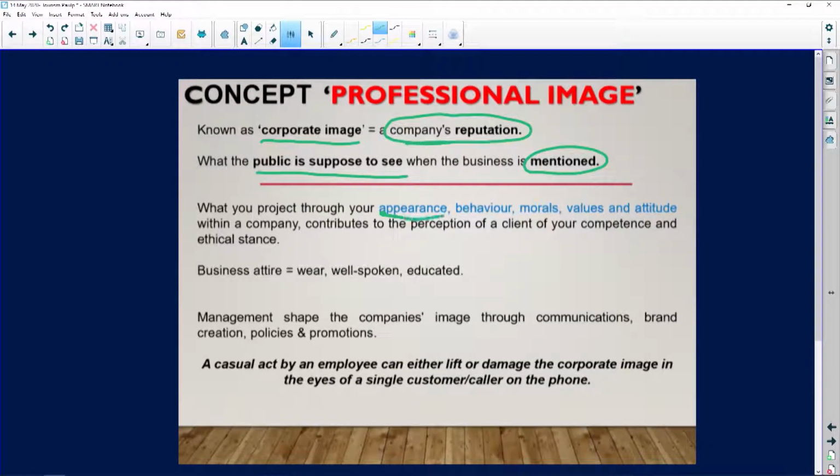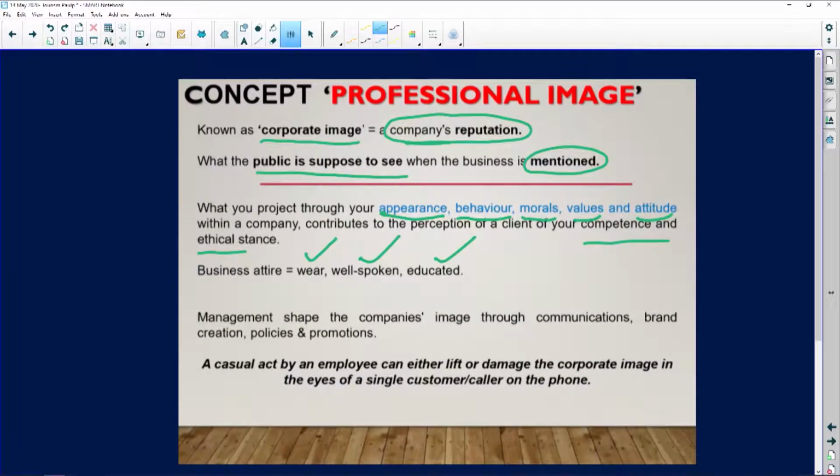Our appearance of the company, the way we behave, the company's morals and values and attitude is what clients normally determine how they will experience you as being competent and ethical. In other words, the way people wear their clothes, the way they groom themselves, the way the workers of the company speak. You know, people come from different backgrounds. People have different upbringings. And when you work for a company, all those diversities are collectively in one place. So the company needs to find a way to make those workers speak the same way, have them show the customers that they are well-educated. And that, of course, is our last one there as well.